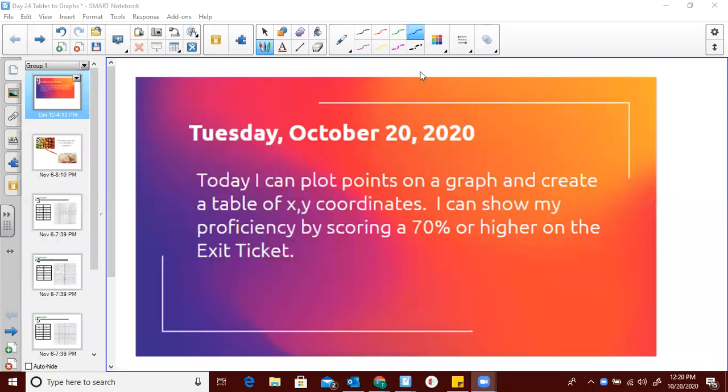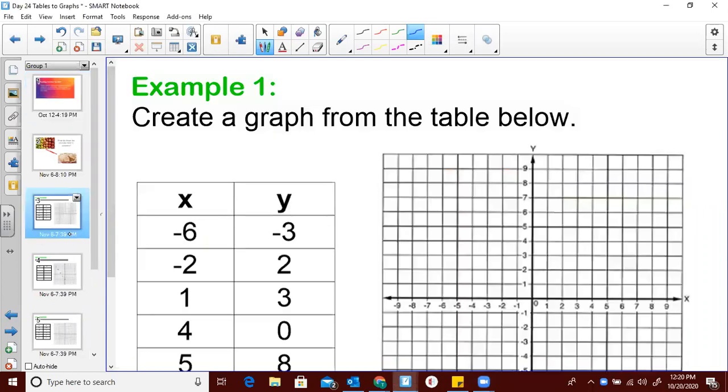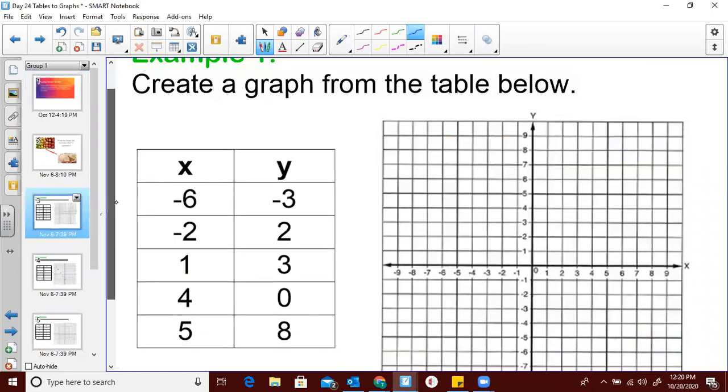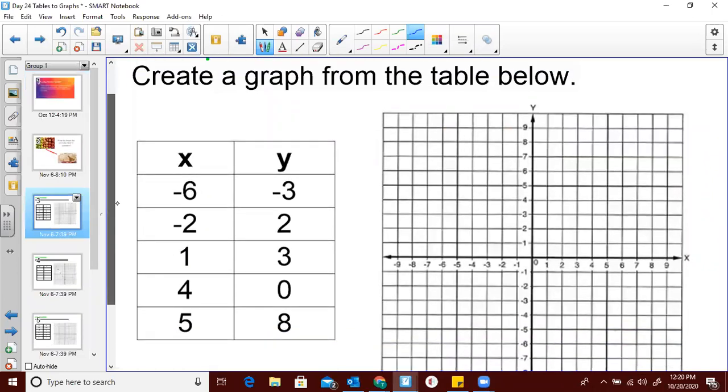All right, hey everybody. Today we're going to be plotting points on a graph and creating a table of XY coordinates from graphs. All right, so we're going to create a graph from the table below.